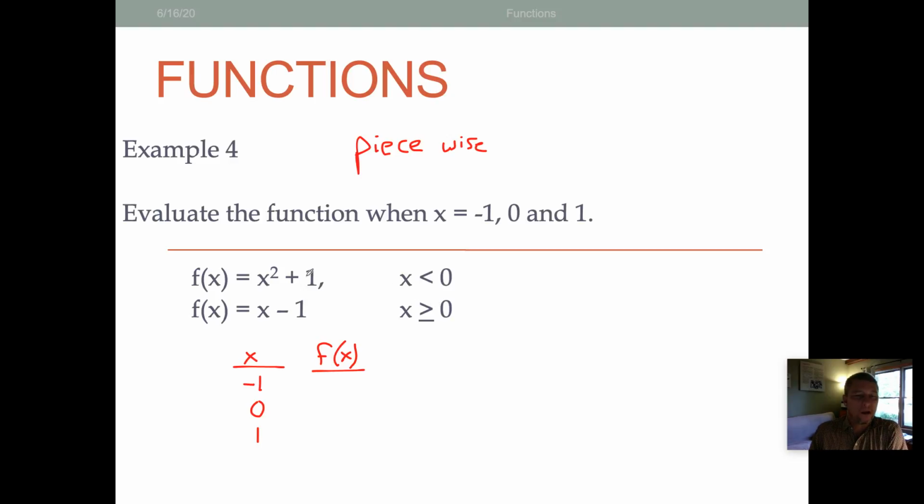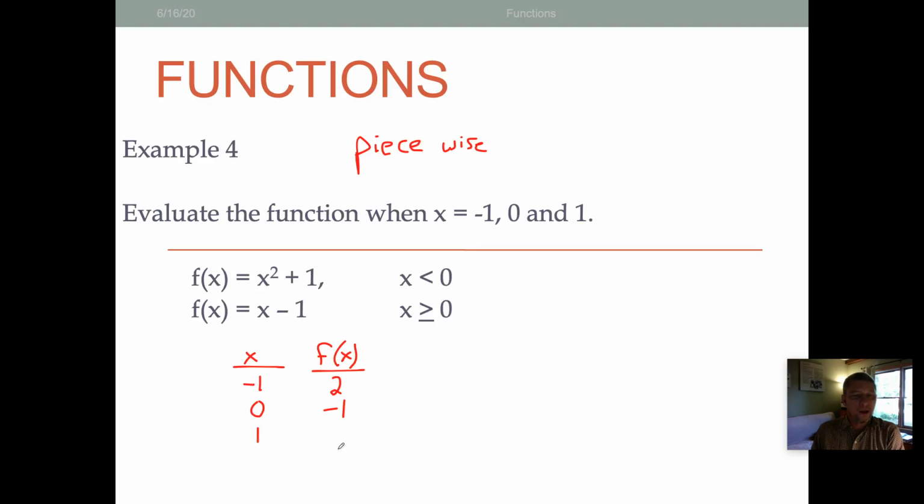Well, in this case, -1 is obviously less than 0, so we're going to use the top function. -1 squared is 1, plus 1 is 2. And so f of -1 is 2. Now, if x is 0, then we use the second equation. 0 minus 1 is going to be -1. So if x is equal to 0, then f of x is -1.